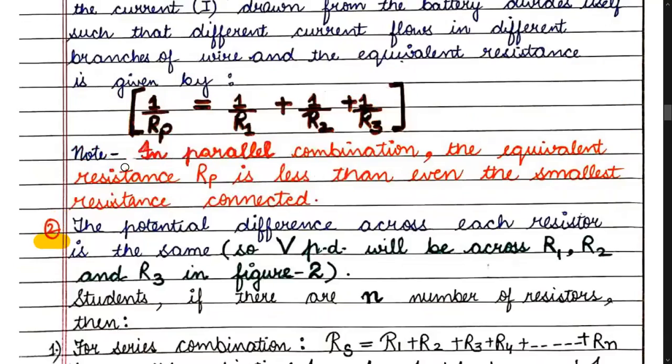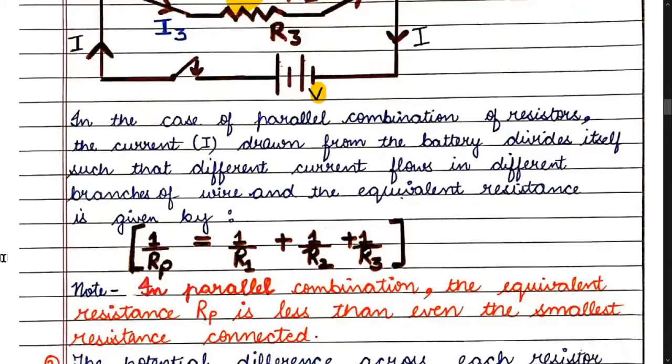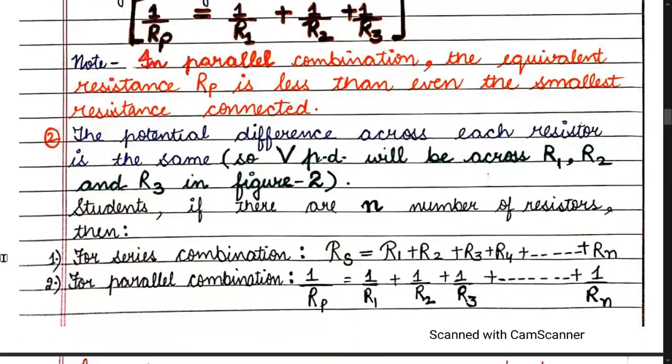Students, in series combination, the potential difference was different. They were V1, V2 and V3. Potential was getting divided. But in parallel combination, all the resistors will get the same amount of potential. All the resistors combined in parallel connection will get the same amount of potential difference.